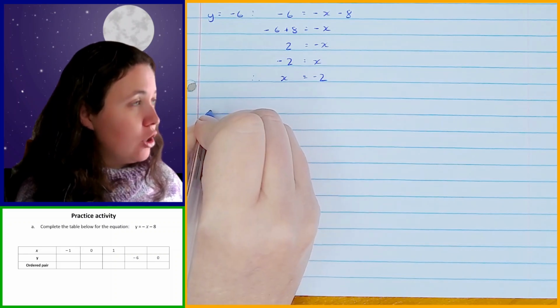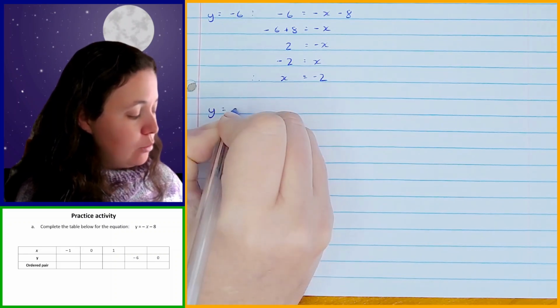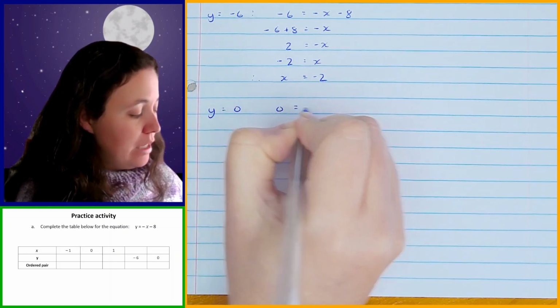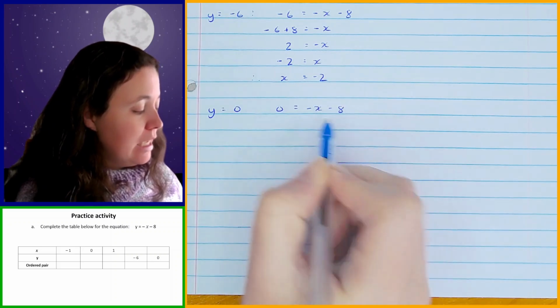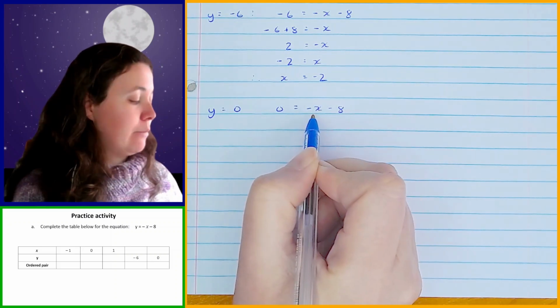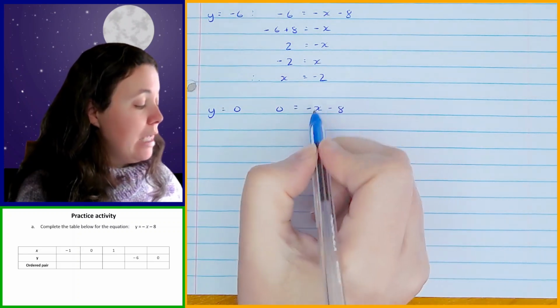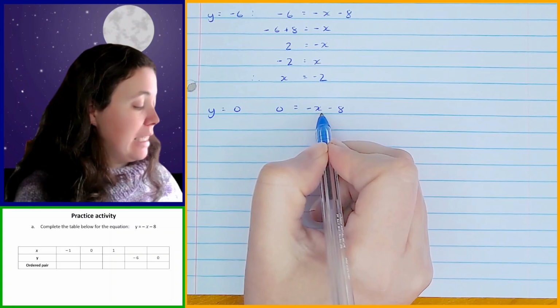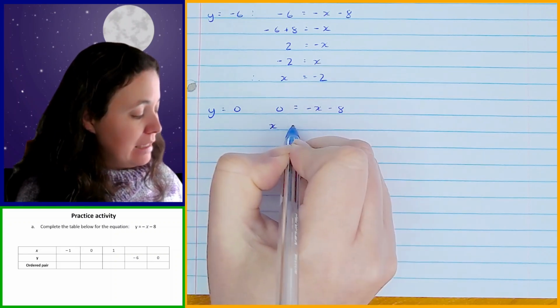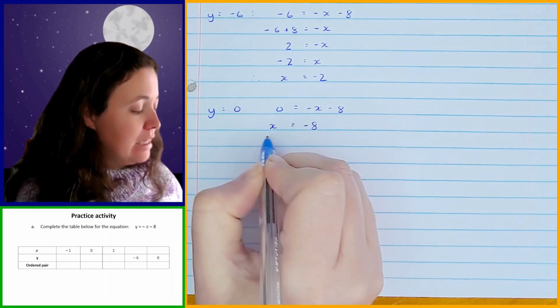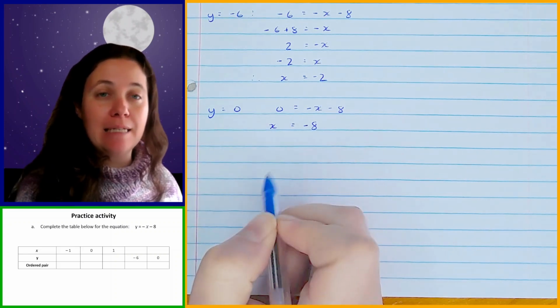Okay, then the last one is if y is equal to 0, that gives us 0 equal to negative x minus 8. So this time I'm going to take this negative x and move it to the left so that it'll become positive straight away. So I'm going to add x on both sides to cancel it out on the side. So it's going to be x equals negative 8. So if y is 0, then x is negative 8.